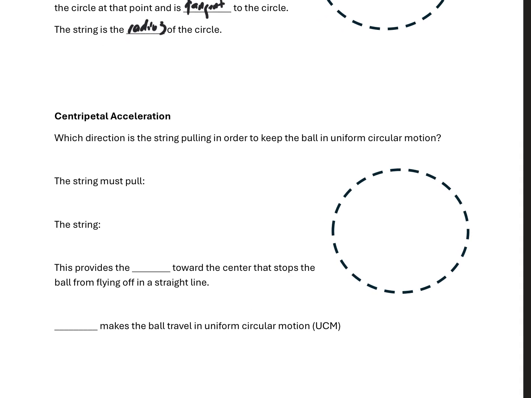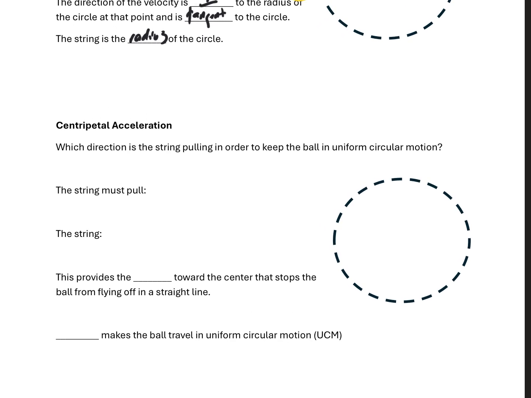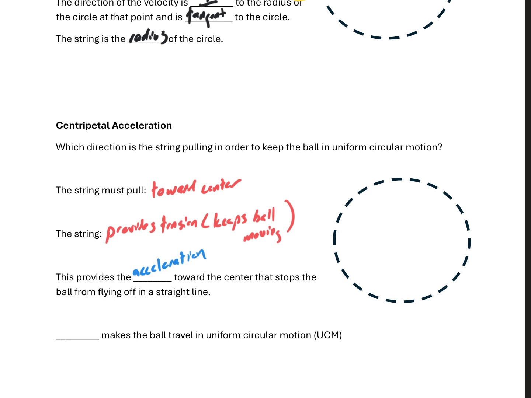Now here's the centripetal acceleration piece. Here's the thing that we're going to be looking at. Which direction is the string pulling in order to keep the ball in uniform circular motion? Well, the string must pull towards the center, and the string is providing the tension to make that happen. In other words, it's keeping the ball moving. This provides the acceleration towards the center that stops the ball from moving off in a straight line. Centripetal acceleration makes the ball travel in uniform circular motion.